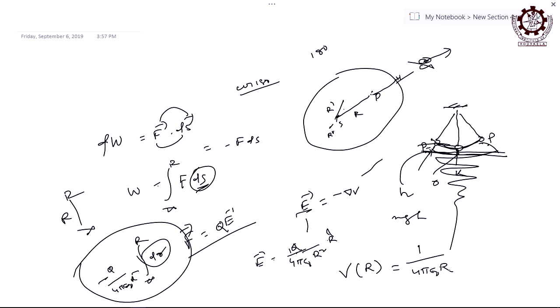Of course this Q is there, with a minus sign. If you want to remove this minus sign, just integrate it from R to infinity, so it will be plus, but the result is the same. The actual process is from infinity to that point, that is why there is a negative sign.